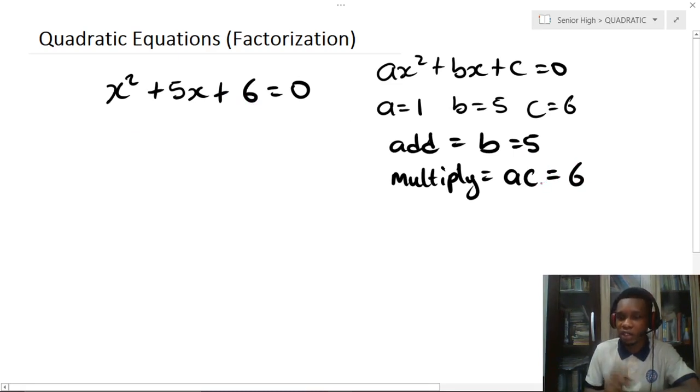Is that okay? So I'll repeat myself again. In factorizing, we look for two values, not just a value. When we add them, we get our b, and what's our b? 5. And when we multiply them, we get our ac. And what's our ac? 6. So this is where you now need to just run through your mind and know what values you can pick.